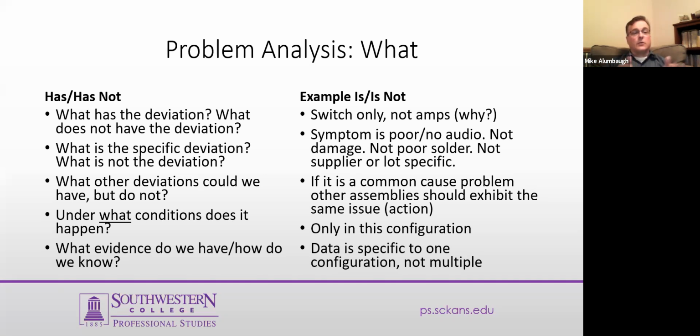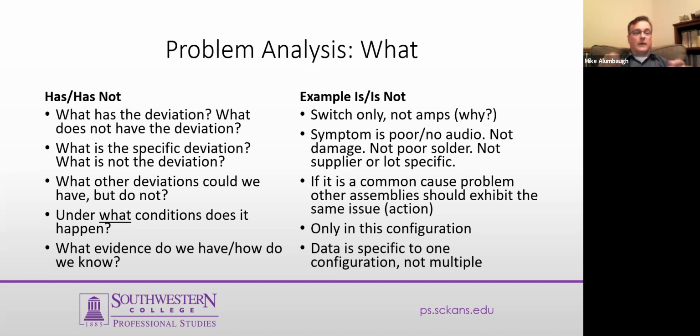So what other deviations could have but do not have the issue? Well, if it's a common cause problem, then all assemblies that would use this would exhibit the same problem. But we already know that the amps don't have this issue. Under what conditions does it happen? Only this configuration. So here's another important piece of information. This switch uses that component differently than the amp does. That probably explains bullet number 1 under the is not on the slide.